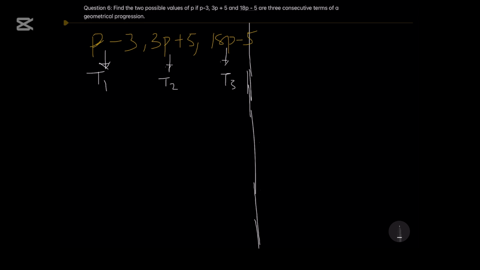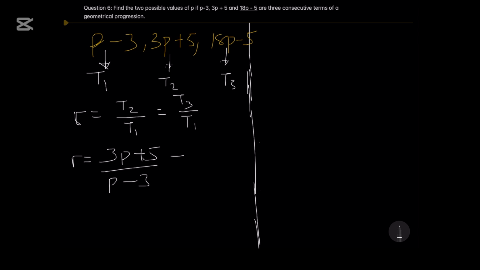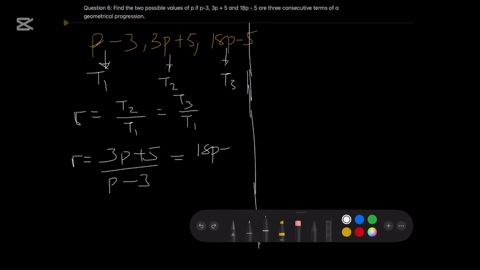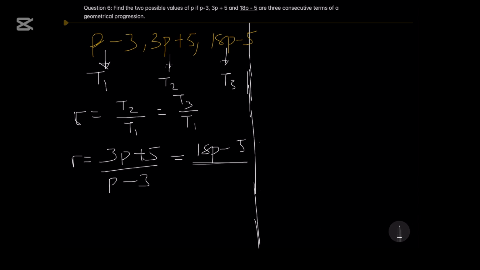According to GP, we know that our common ratio is the division of the second term over the first term, which is also the same as the third term divided by the second term. That's how we determine our common ratio. So our common ratio will be equal to T2, which is 3p plus 5, divided by T1, which is p minus 3, which is also equal to T3, which is 8p minus 5, divided by T2, which is 3p plus 5.